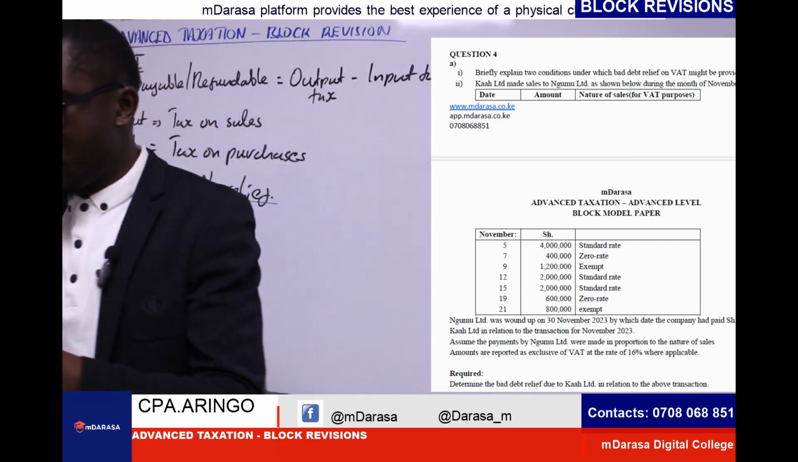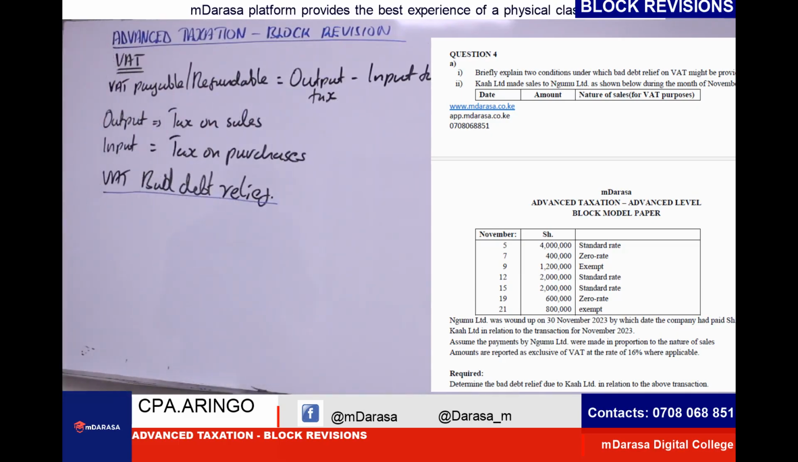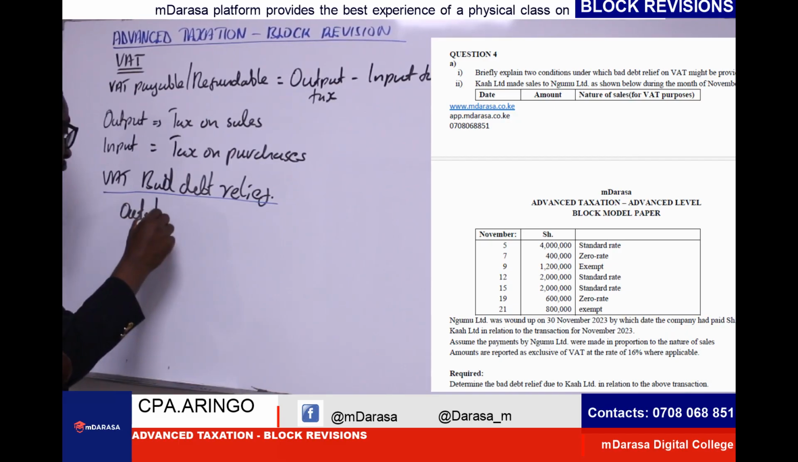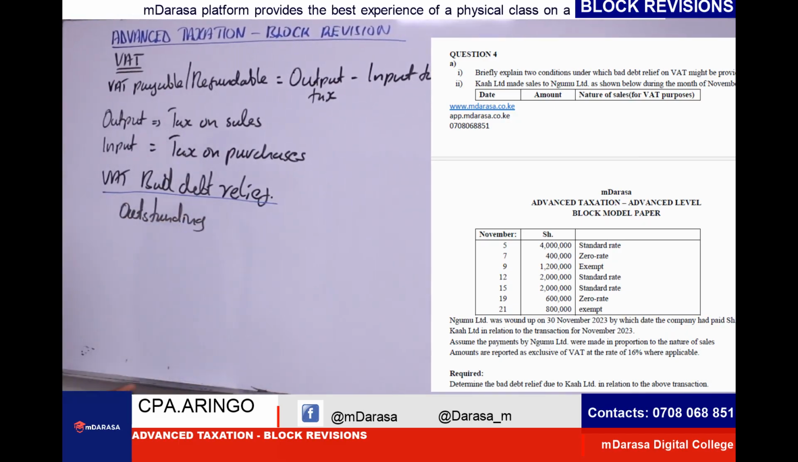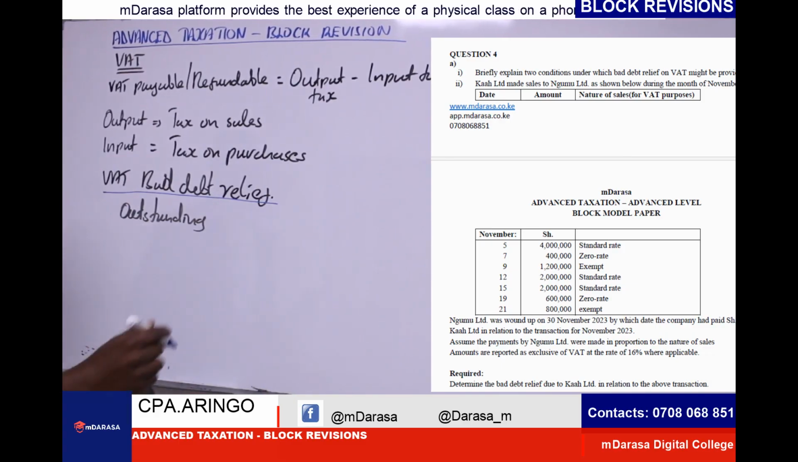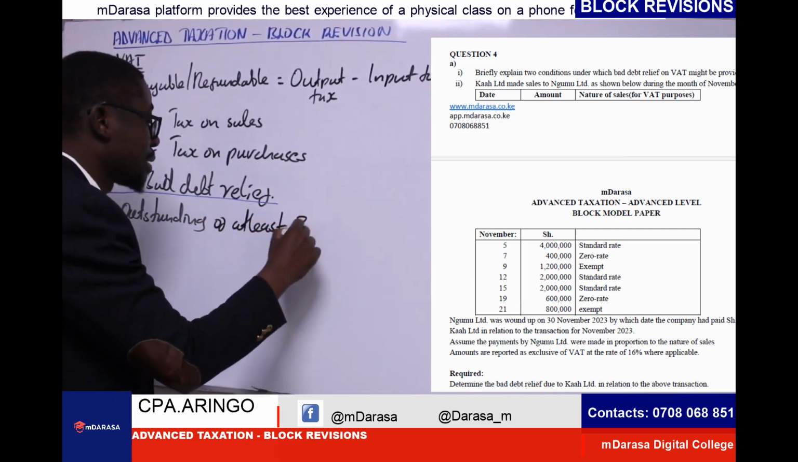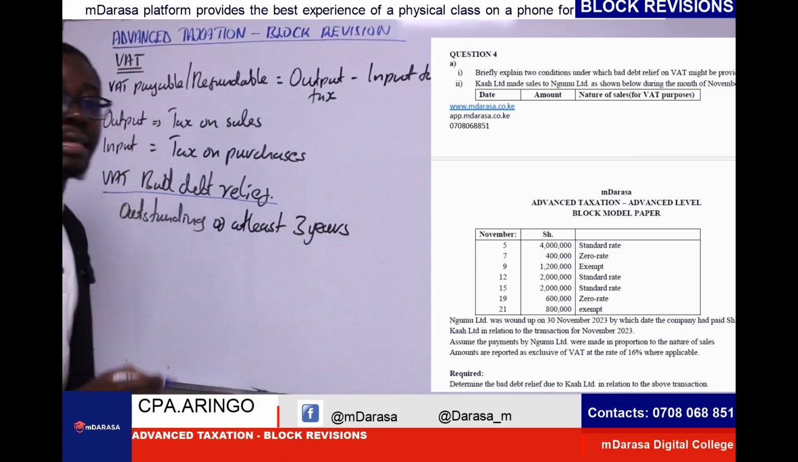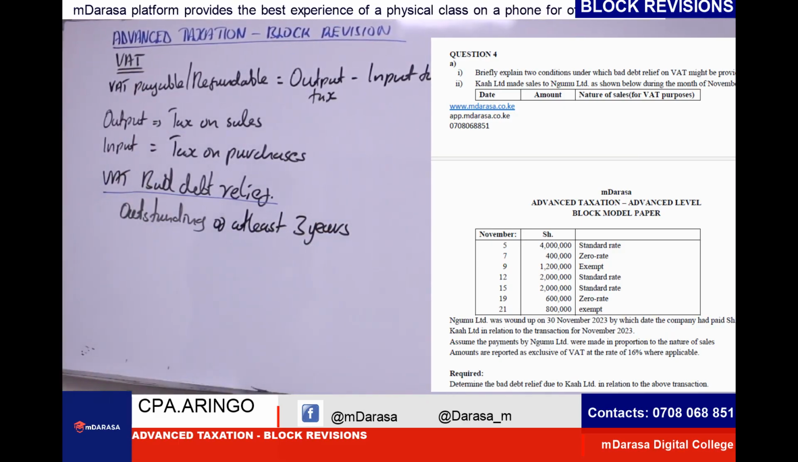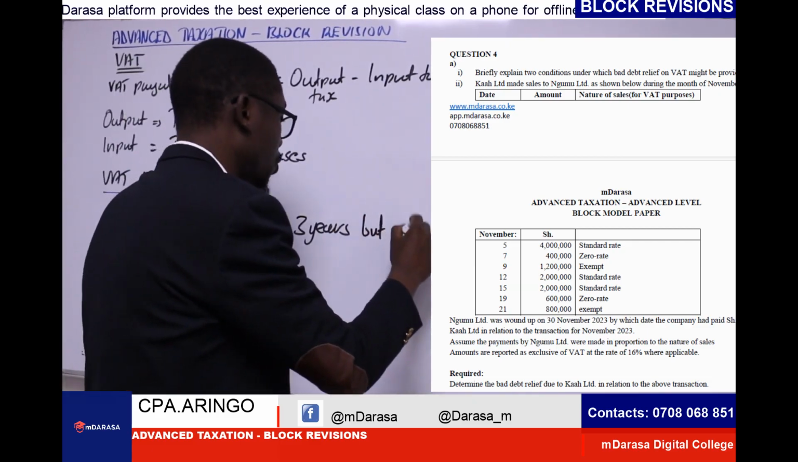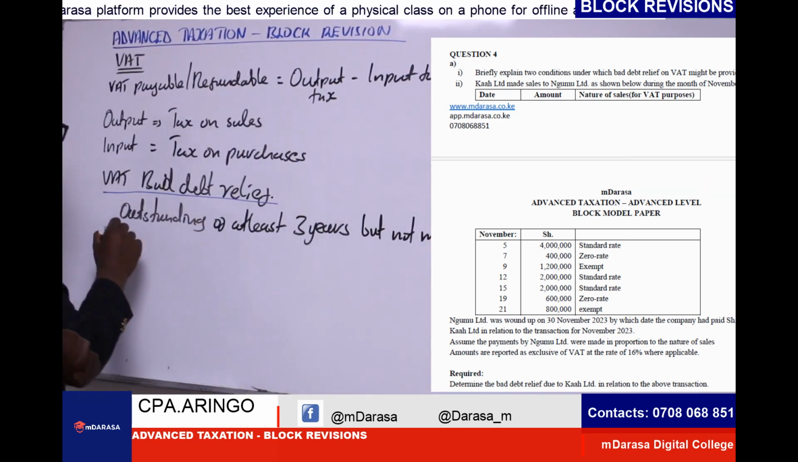Condition number two, my good students, is where a debt of a taxable person remains outstanding for a period of at least 3 years, but not more than 5 years.